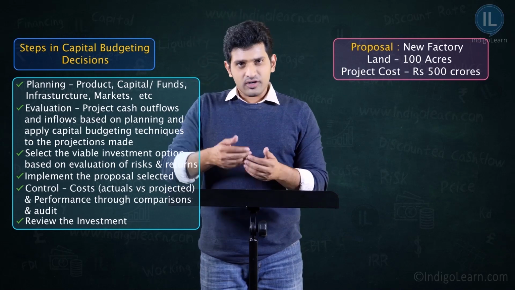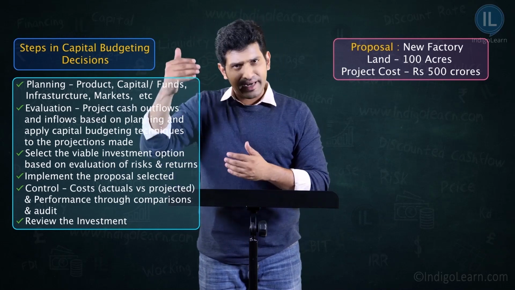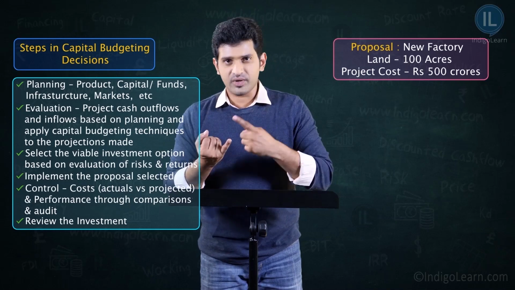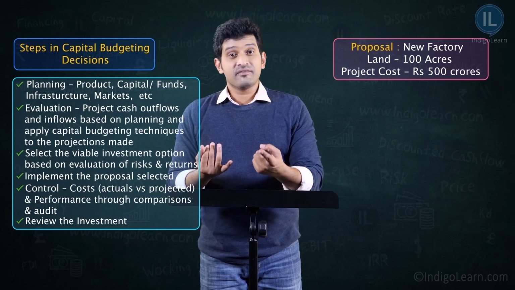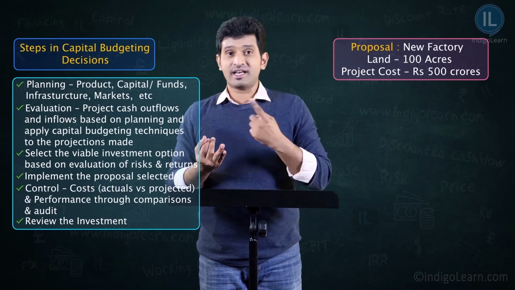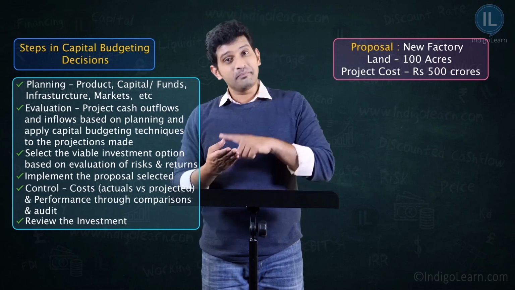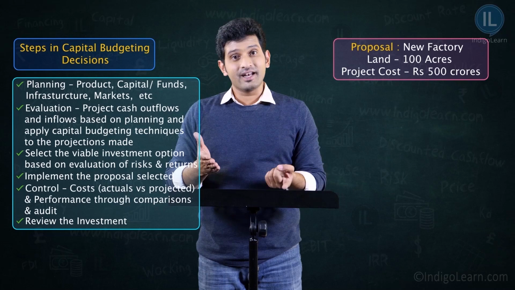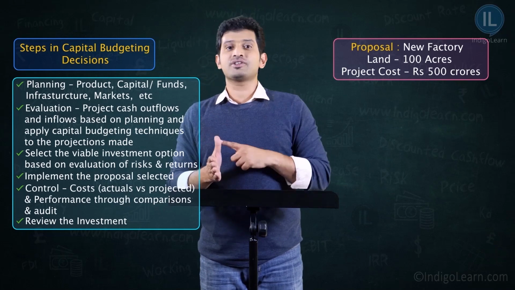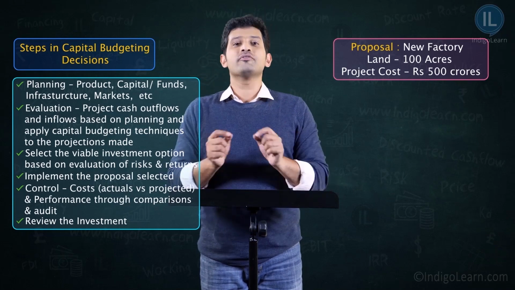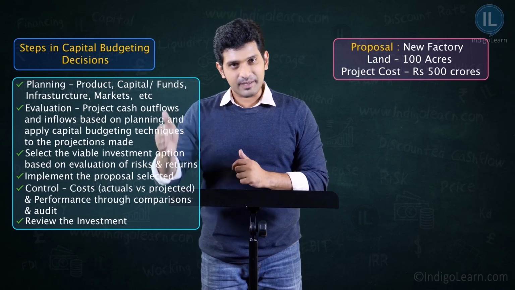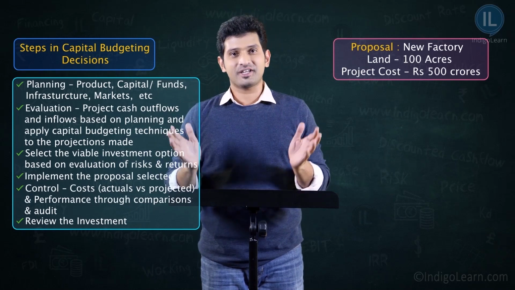Now friends, we thought of all these things step by step. Let us just name all of them at one shot. The first one we said is planning, then evaluation using some capital budgeting techniques, then selection based on evaluation, then implementation based on selection, then control for the implementation, and lastly review for all the actions. So these are the steps involved in the process of capital budgeting decisions.